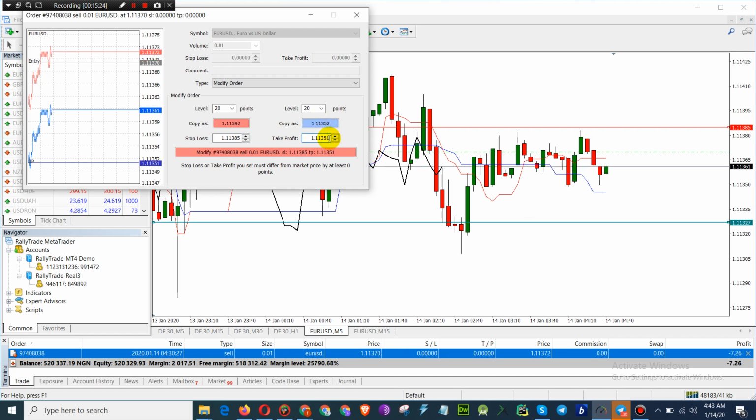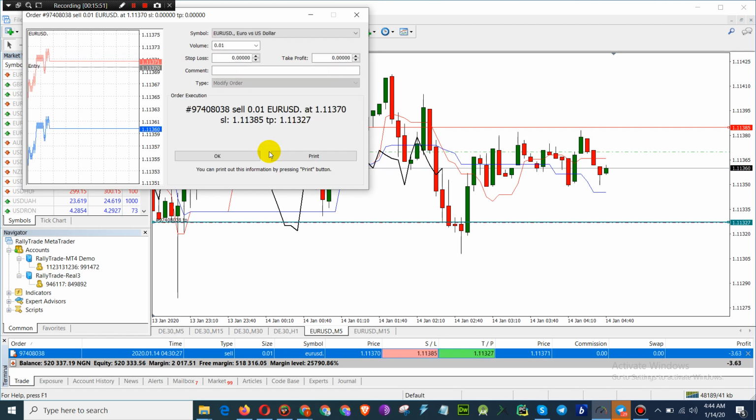Anyway, I'm going to try it on phone. You see it as well. So this is the take profit, which is 1.11327. Once you are done with this, just click modify. I see it modify. That's all. It's modified already.